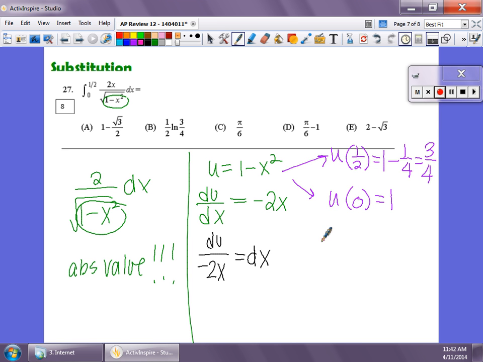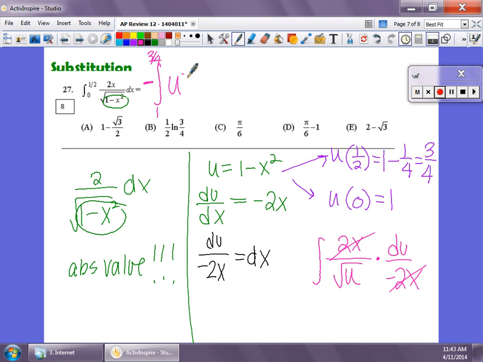Before I get to the problem, let me rewrite our integral. It would be 2x in the numerator, square root of u in the denominator, times dx, which is now du over negative 2x. So that would cancel. And so the new problem will be the integral from 1 to 3/4 of negative u to the negative 1/2 du. And now you don't have to worry about these x values anymore. You're going to redo this whole problem using u values. So the antiderivative would be add 1 to the power, divide by that power. So it's actually 2u to the 1/2.